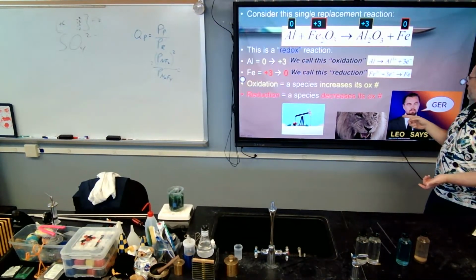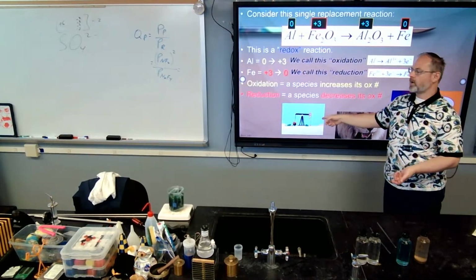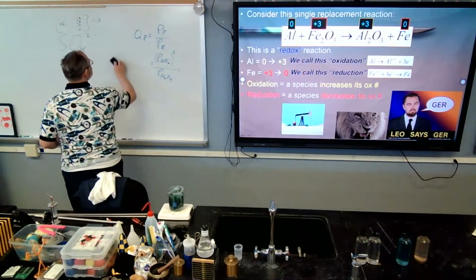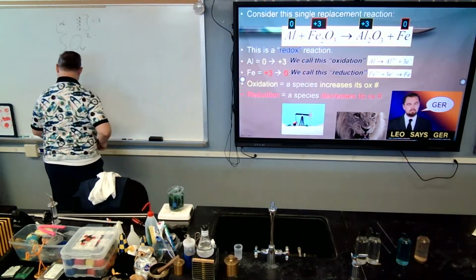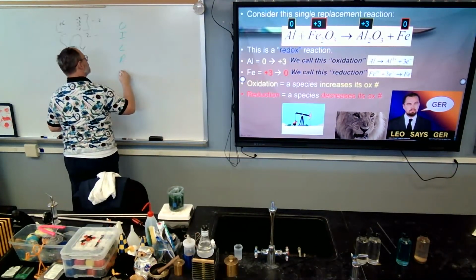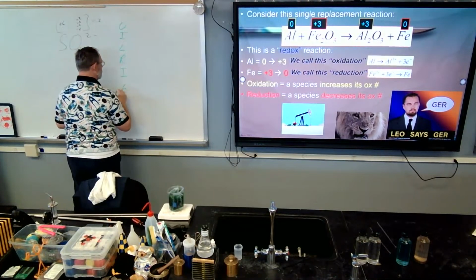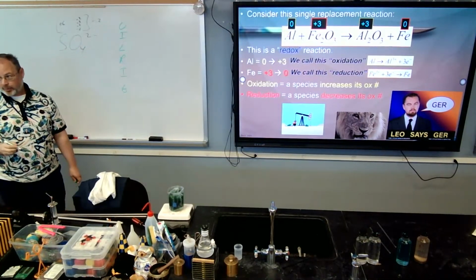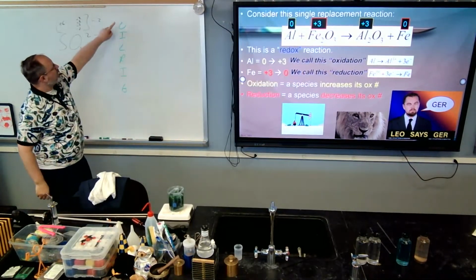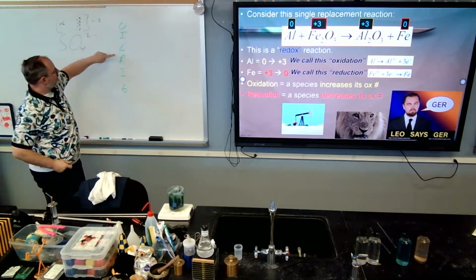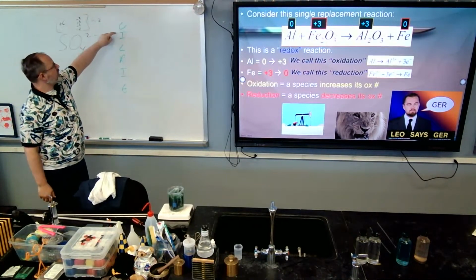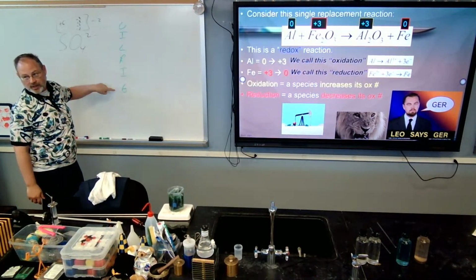Okay? 3 mnemonics. First mnemonic is oil rig. And all of these are valuable to what we're doing. So oil rig. That's what you see if you go to Great Bakersfield in the Walmart parking lot. I'm not making that up. And you can write it down. Oxidation is loss, reduction is gain.